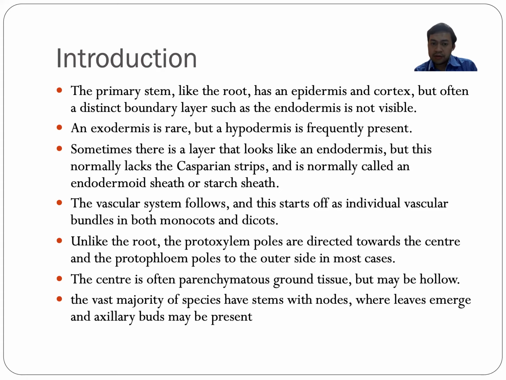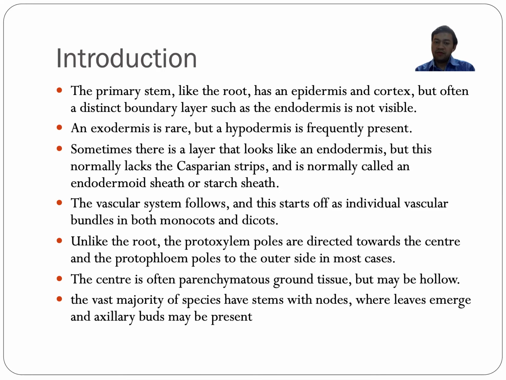An exodermis is also rare, but a hypodermis is frequently present. Sometimes there is a layer that looks like an endodermis, but this normally lacks the Casparian strips and is normally called an endodermoid sheath or starch sheath. So if you see, the name is not the endodermis, but endodermoid. So the meaning of oid is that this looks like.